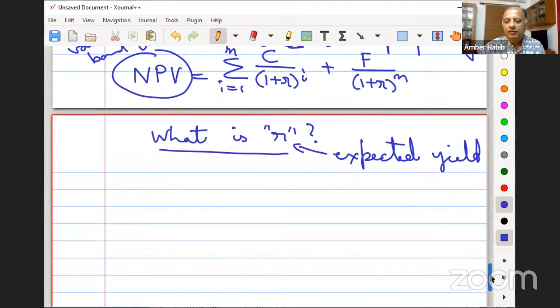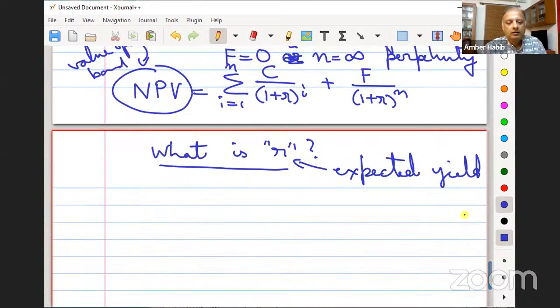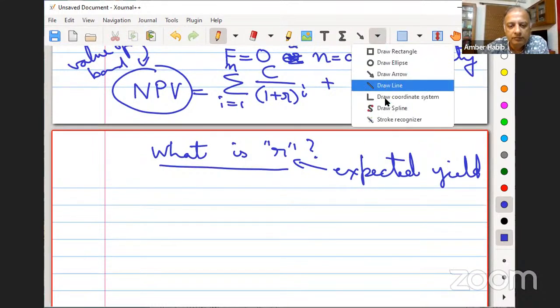Now, it becomes useful to ask, how does this price depend on this expected yield? Because now this expected yield has become a variable, and it could change with time. And so now we have to worry about these issues. Now we get to something interesting. Well, let me again draw here a graph.